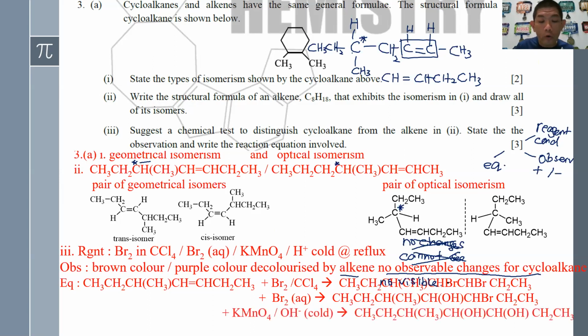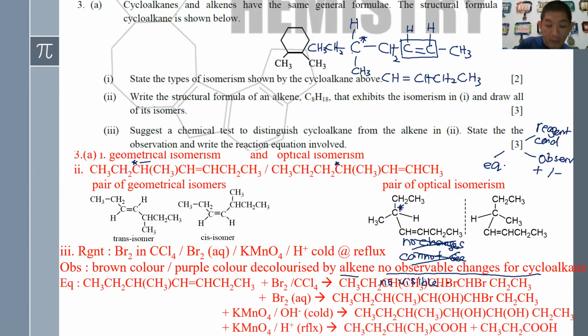And then if you use cold alkaline dilute potassium manganate, you form a diol. And if you use hot concentrated acidified potassium manganate, you form a carboxylic acid as the products in here. So these are the answers of how you are going to write the equations. Always remember for chemical tests: reagent 1 mark, observation 1 mark, equation 1 mark, 3 marks in here. So that is how you are going to answer 3A.